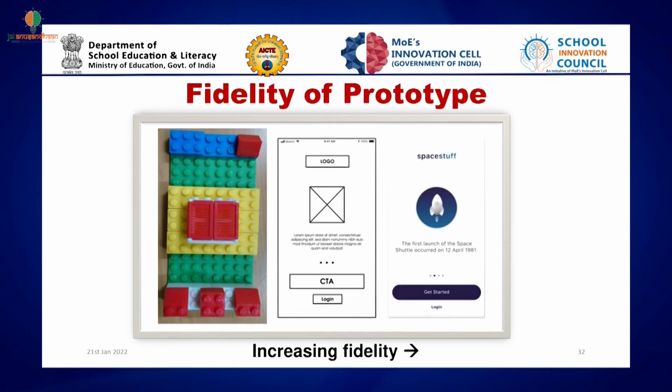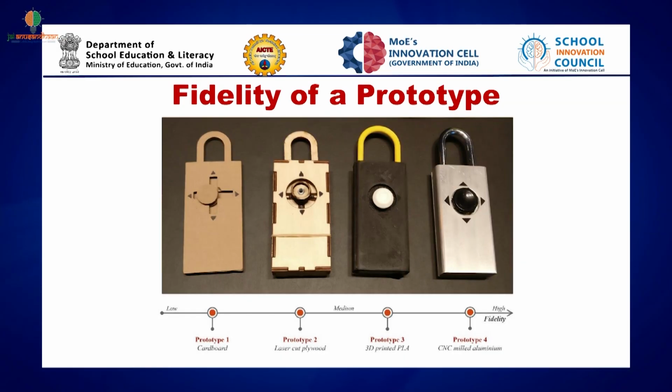And a higher fidelity prototype in the case of an application may be a look-alike wireframe, which can be made on digital software like Illustrator or Figma, etc. In case of a physical product, there can be several methods used. So, for example, if we take this joystick locking mechanism based lock, the first level prototype can be made using cardboard.